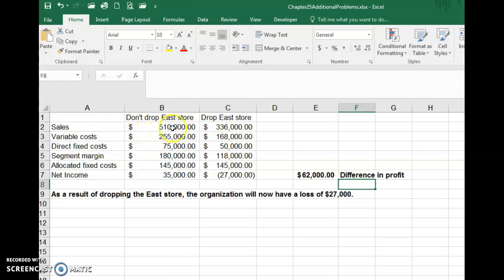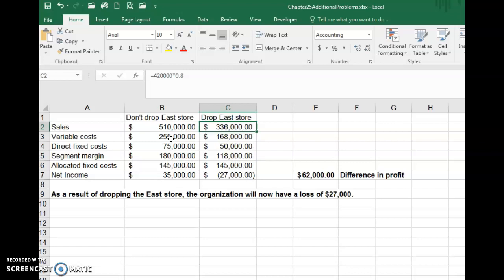So if we don't drop the East store, we have our 510, and then we have our variable costs. Basically, we have the total sales of 510, which is given to us. We have our total variable costs, and so we have our income of that $35,000, which is given to you. Now, if you drop the East store, we're told that it would reduce West Store's sales by 20%. So what I did is I multiplied the $420,000 of sales for West by 0.8 to decrease those by 20%.